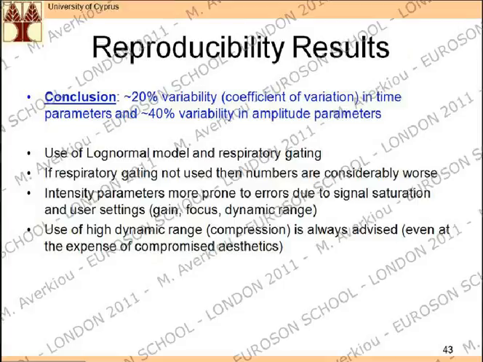Intensity parameters are more prone to errors. I'm not suggesting that intensity parameters like peak intensity and area under the curve are not useful parameters. Indeed, they are extremely useful parameters. But those are the parameters where the user is more likely to make adjustments, and they will be affected. And finally, use of high dynamic range, high compression is always advised, even at the expense of compromised aesthetics.